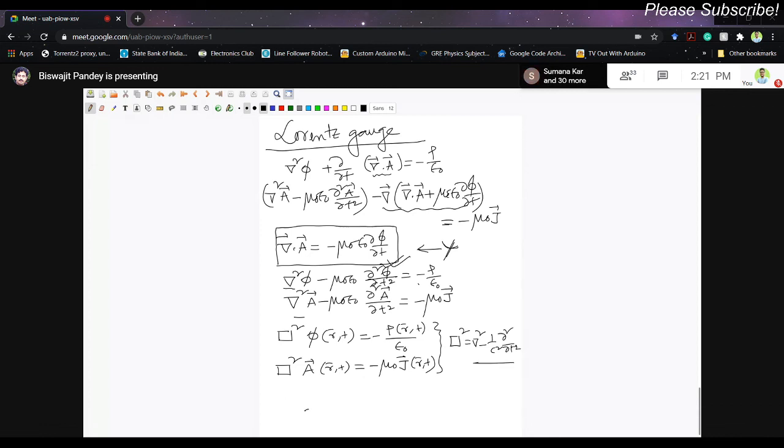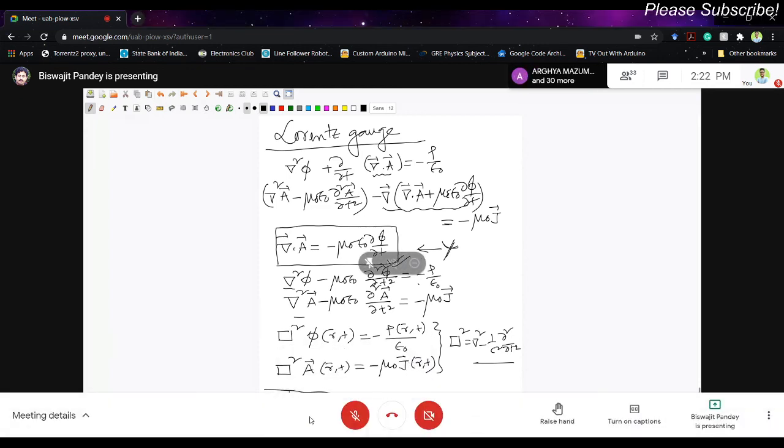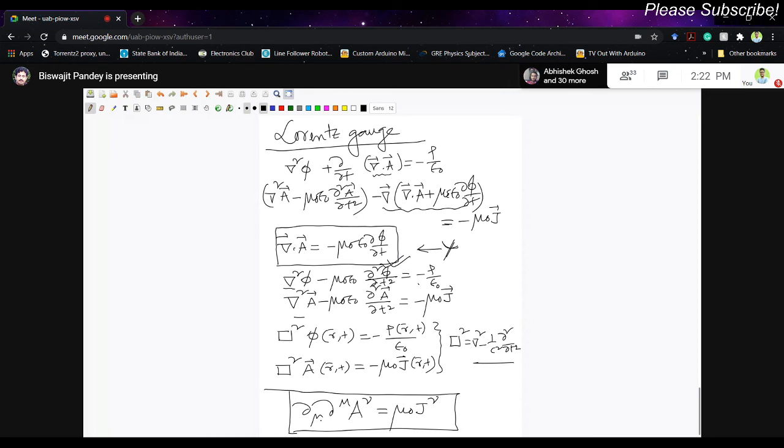We have already written this del mu del mu A nu equal to mu 0 j nu. So we actually have four equations, three components of vector potential and one equation for scalar potential. You can combine them all together in this equation, where A nu is the 4 potential, j nu is the 4 current density, and del mu del mu, we know the covariant and contravariant, that will be 1 by c square del t square minus del square. So you can write them in a compact form.